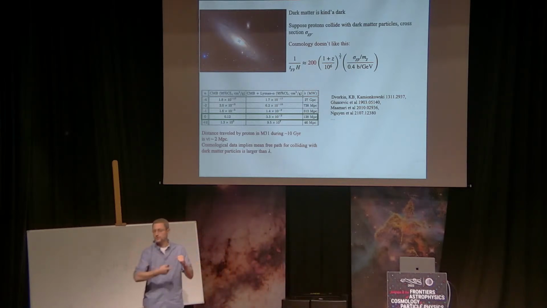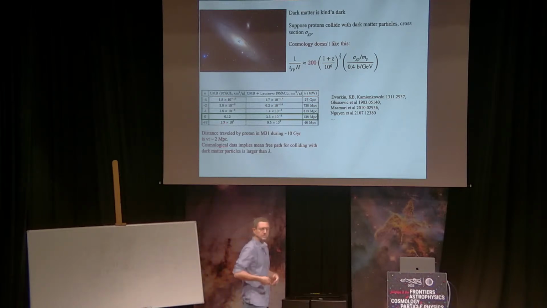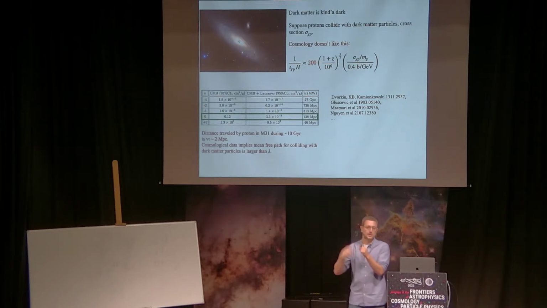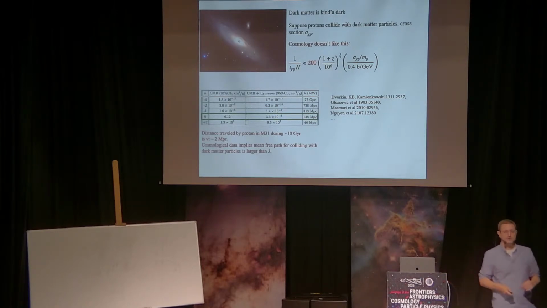They're moving at 200 kilometers per second. You do the math, they've only flown for about 2 megaparsec, which is just a few circles around the Milky Way. We discussed this, I think, in the first lecture. You don't really circle that much in the age of the universe. Point is, this is much, much less than the mean free path. Protons could not have interacted with dark matter particles over 10 gigayear.